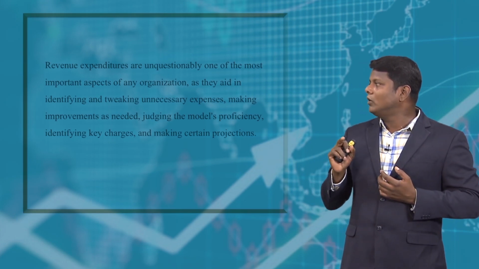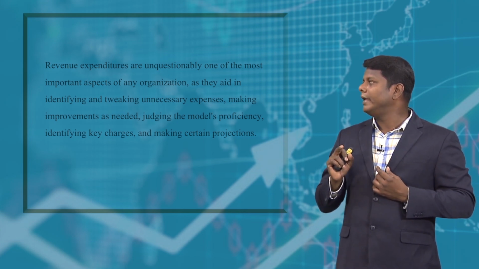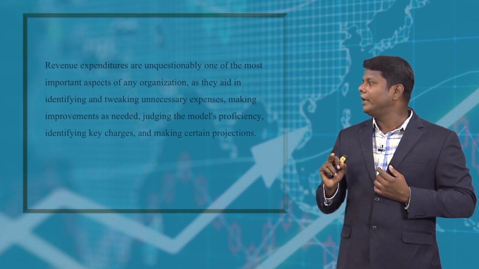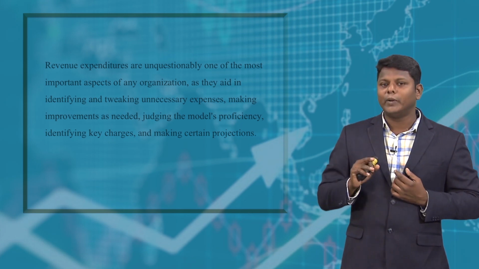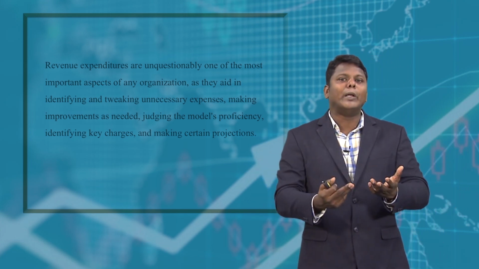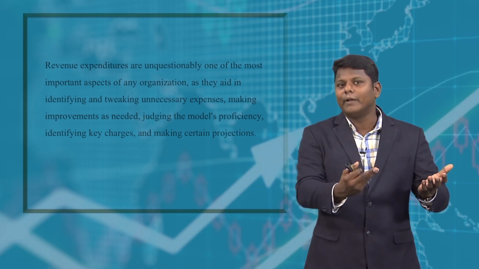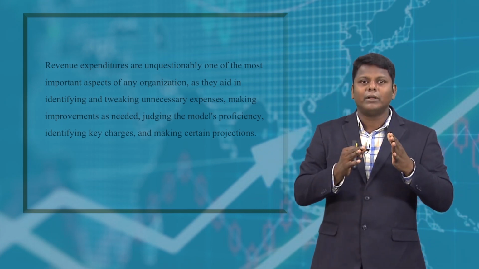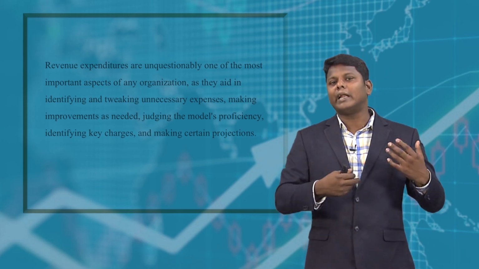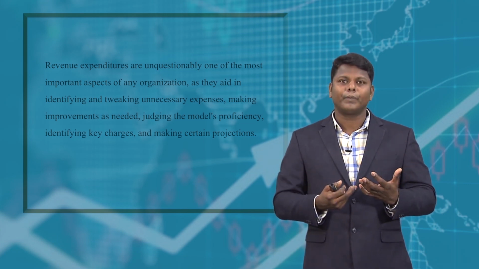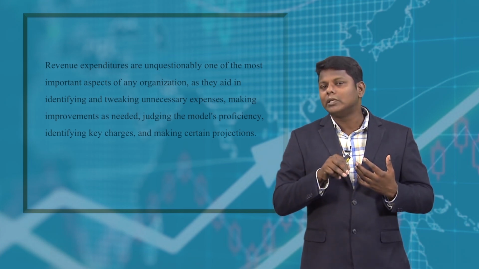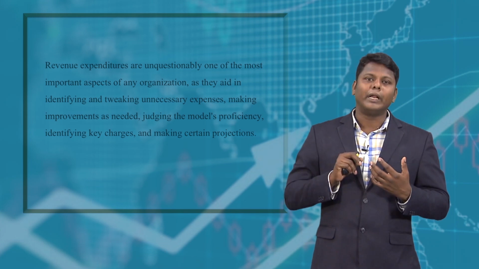Revenue expenditures are unquestionably one of the most important aspects of any organization, as they aid in identifying and tweaking unnecessary expenses, making improvements as needed, judging the model's proficiency, identifying key charges and making certain projections. So we cannot simply say that I cannot spend money on this expenditure. Don't think that revenue expenditure is just an expenditure for the union government. It is to meet the day-to-day expenditure of the ministries and departments. We cannot say that I cannot give salary to the government employees, because they are working. This money will be given from the Consolidated Fund of India. It is a charged amount, hence no voting is required. So this comes under revenue expenditure.